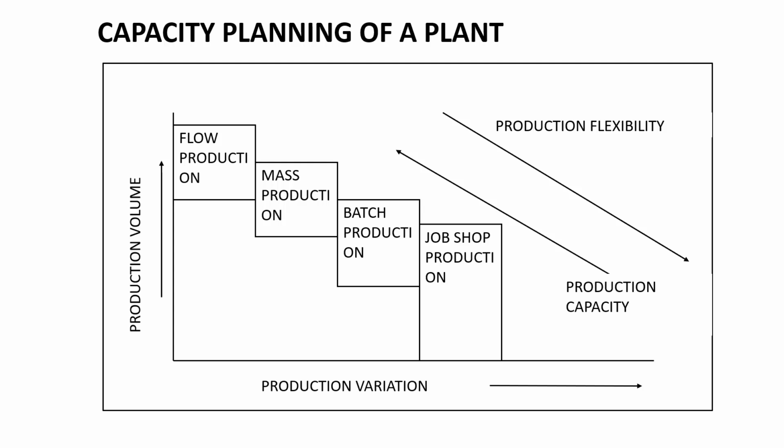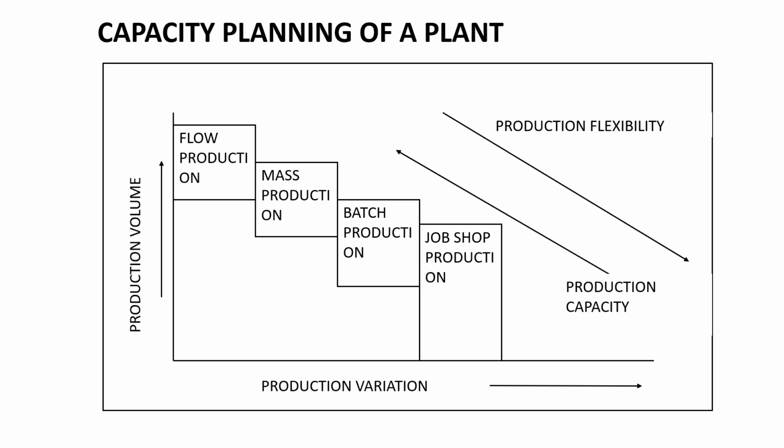Whatever we have learned in this production system, I have tried to put in terms of a summary figure. So if we plot production volume along the y-axis and production variation along the x-axis, something like this comes out. Flow production, that is continuous flow production, volume wise it will be very high, but product variety is limited, it's 1. Mass production volume also is very high next to flow production, but you can produce maybe maximum 2 or 3 products using the same product line.